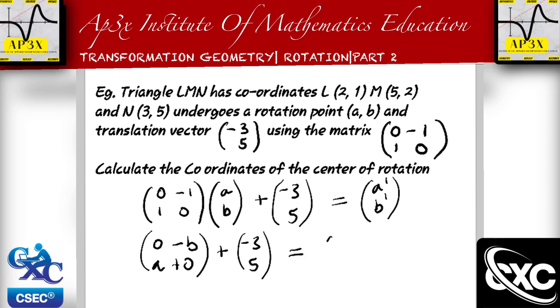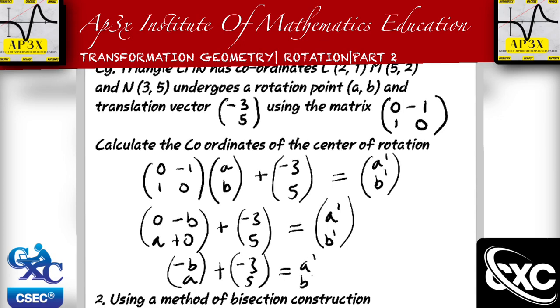And then that's going to give us the position of A prime, B prime, which represents our location of the center of rotation. Let's go ahead, and we're going to say 0 minus B is negative B, and A plus 0 is in fact A, and that's going to be added to negative 3, 5, and that's equal to A prime, B prime.